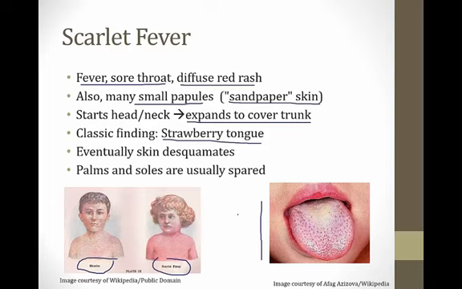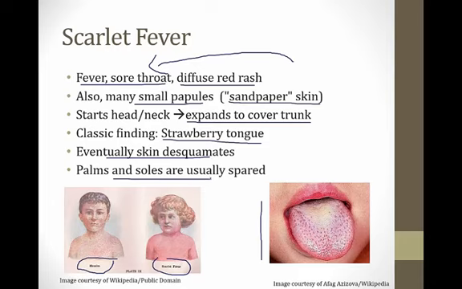In real life, it can be difficult to tell scarlet fever apart from Kawasaki disease, but for purposes of a board question, always look for the presence of a sore throat, and that will tell you that you're dealing with a child with scarlet fever and not one who has Kawasaki's disease. In scarlet fever, the skin eventually desquamates, and importantly, the palms and soles are usually spared by the rash.